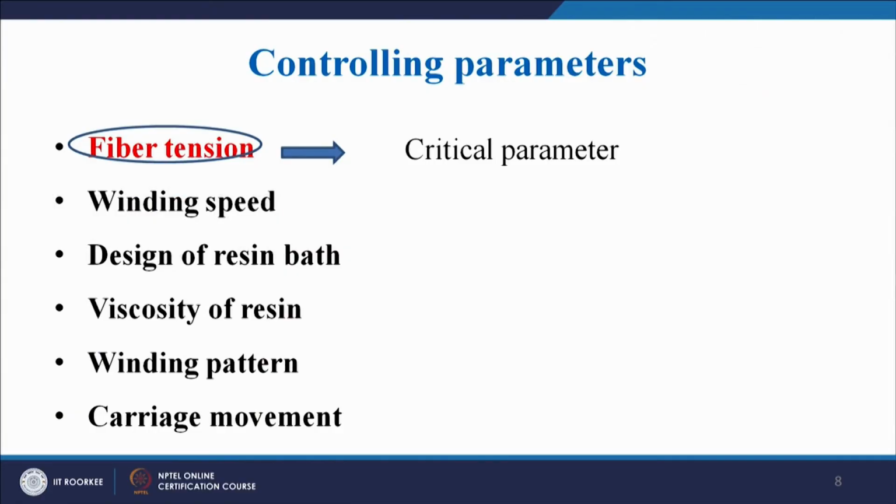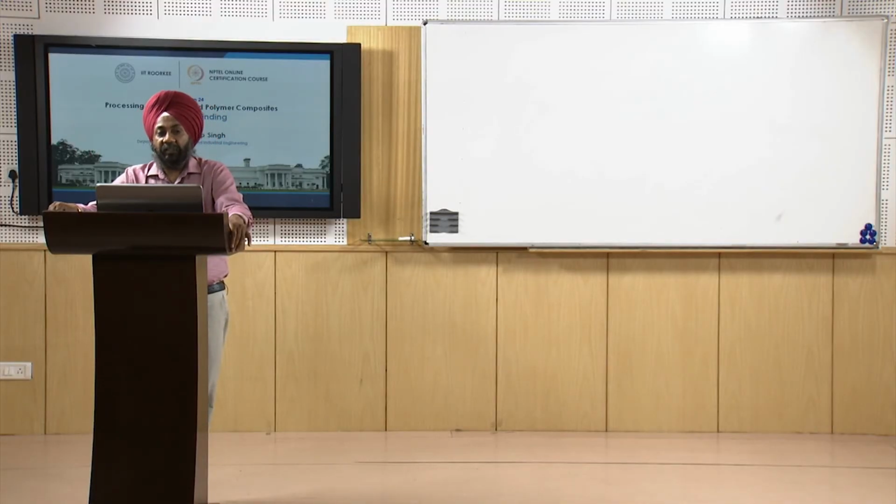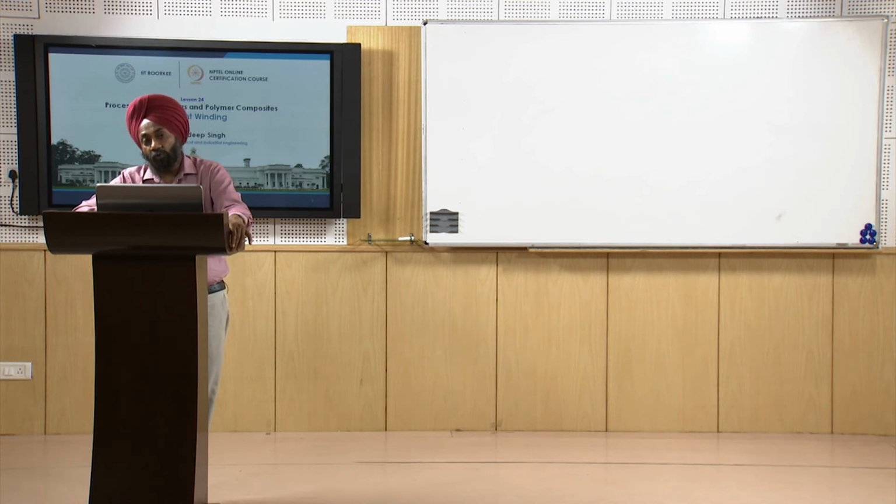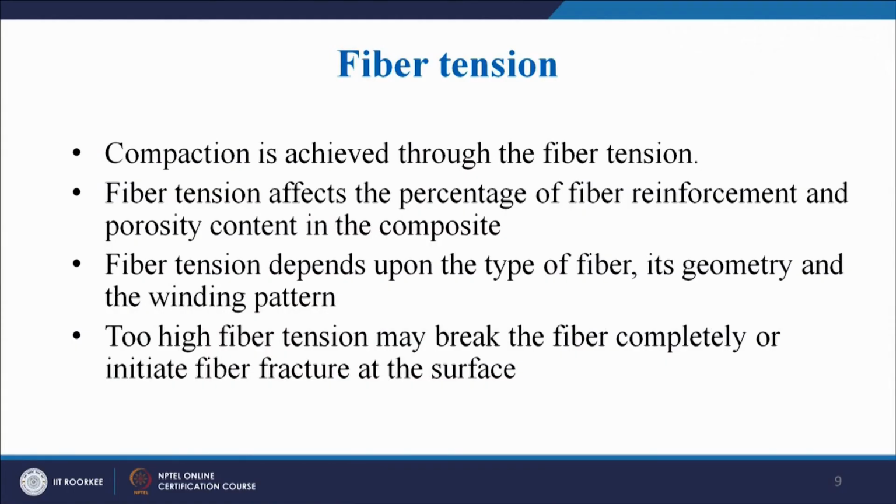Now why this is critical, that we are going to understand in the subsequent slides, but prior to that, the other parameters I will just list out: the winding speed, that is the rotation of the mandrel, the design of the resin bath where we are keeping our matrix or the polymer, the viscosity of the polymer, the winding pattern, and the carriage movement, the lateral movement of the carriage. All these are equally important parameters and must be designed, selected judiciously so that we get a good quality product. Fiber tension is slightly more important.